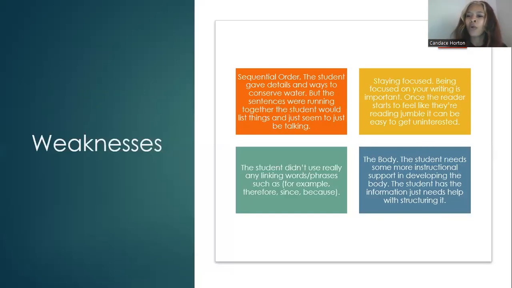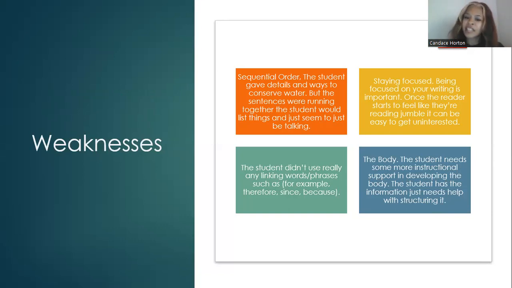So now we're going to get into our weaknesses. A weakness that the student had was her sequential order. So we all know this is an important component as it relates to writing because with your sequential order, you want to make sure it is in order from the beginning, middle, end of what you're talking about. That's why it's important to focus on that body when you're writing, but we'll get to that later.